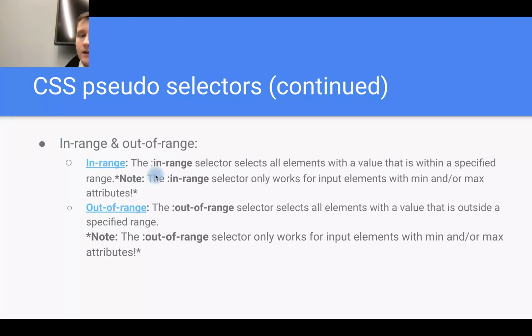We also looked at in-range and out-of-range. The in-range selector selects all elements with a value that is within a specified range. The in-range selector only works for input elements with min and/or max attributes, so they have to have those attributes. And then for out-of-range, the out-of-range selector selects all elements with a value that is outside of a specified range. The out-of-range selector only works for input elements with min or max attributes, again.